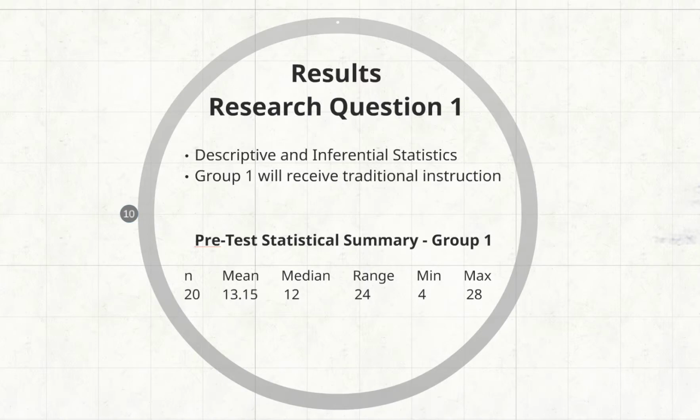So even though I did not collect my post-test data yet, I gave my students their pre-test because I normally would have done that at the beginning of the year anyway. I analyzed the pre-test data from group number 1, which is the group that will eventually receive the traditional instruction before the post-test, using descriptive statistics. The results are shown on your table. The mean of this group of scores was 13.15, the median was 12, and the range was 24.